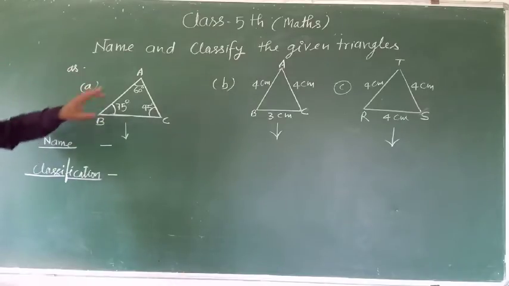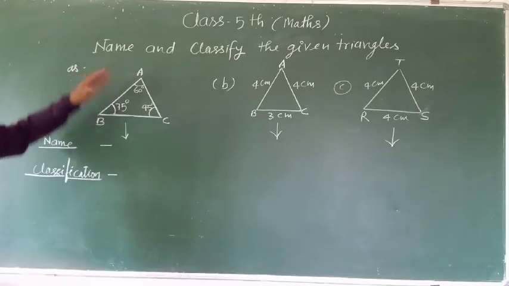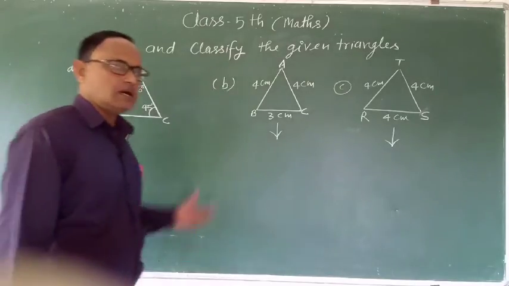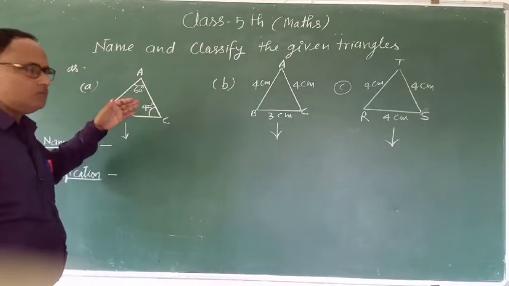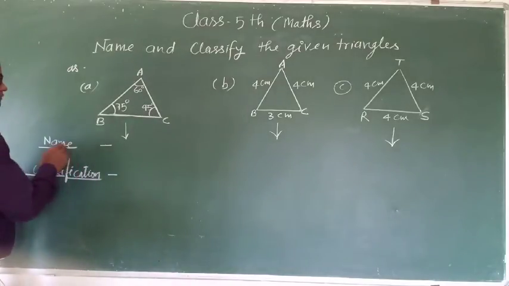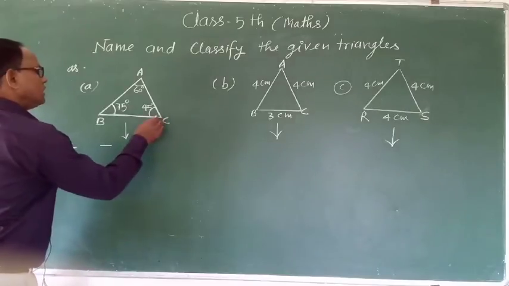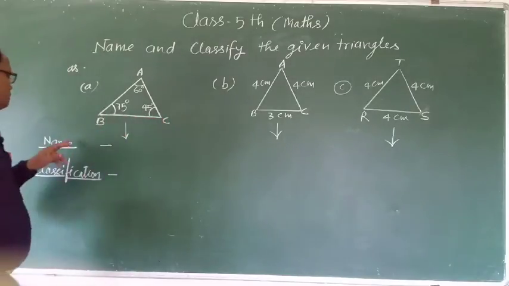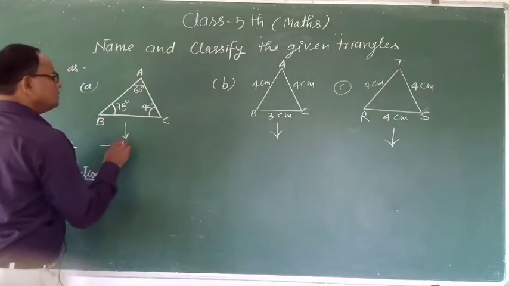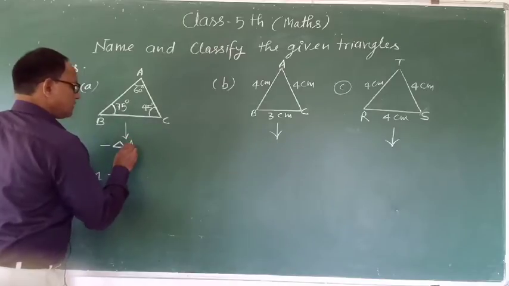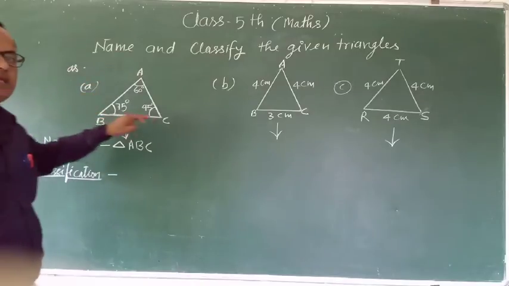Here you know that a triangle is classified on two bases: angles and sides. Before this I have taught you. Here, A, B, C: which type of triangle is it? The name of the triangle is triangle ABC.